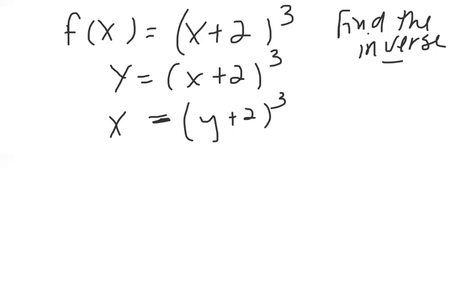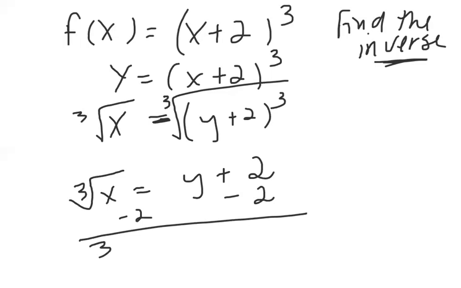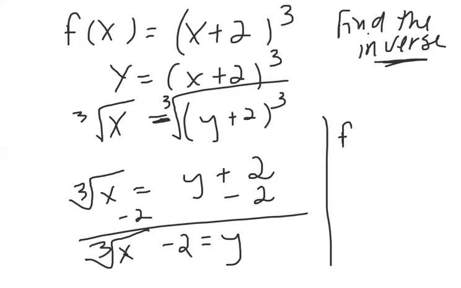This is all about inverses. What's the inverse of the third power? The cube root. Guys, remember, it's about inverses. So cube root of x is equal to y plus 2. Remember, we're solving for y, so subtract the 2 from both sides. This is all about inverses, guys. So cube root of x minus 2 will equal y. Essentially, we're done, but we got to include the notation. The inverse of f of x will equal the cube root of x, minus 2.